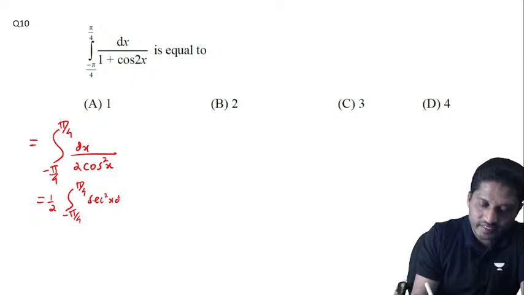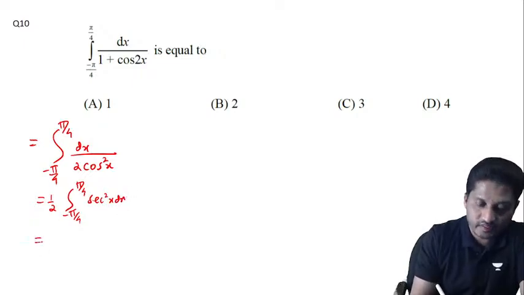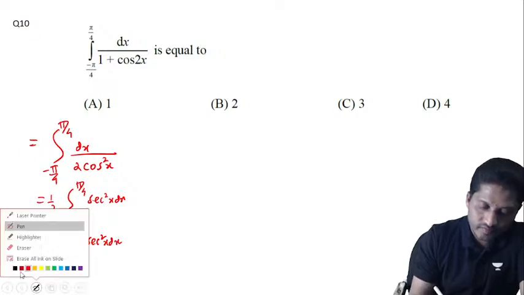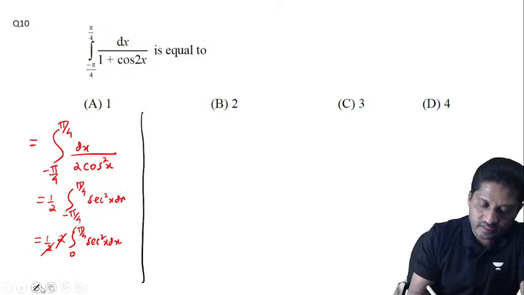It's an even function, right? Sec square is always an even function. If it's an even function, it becomes 2 times the integral from 0 to pi by 4, and then you get sec square x dx. 2 will cancel with 2. Integration of sec square x is tan x.